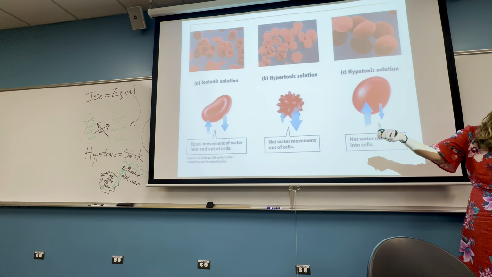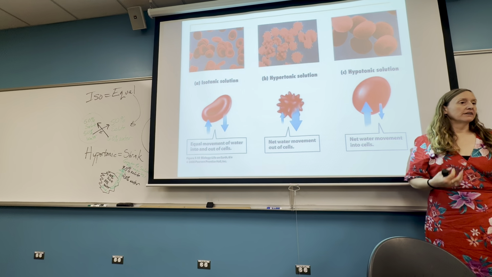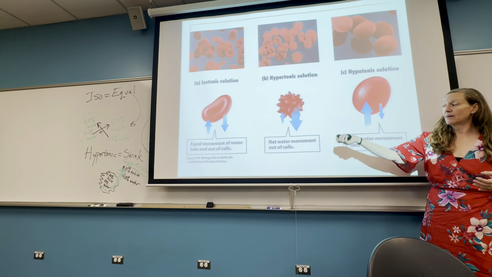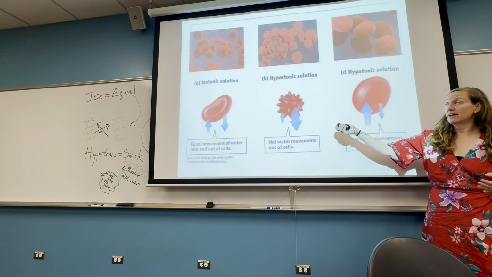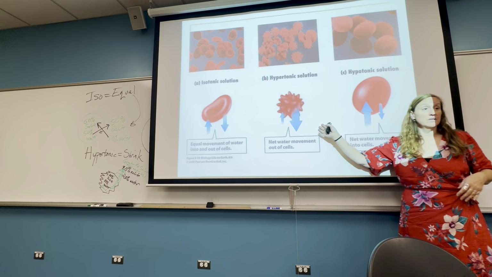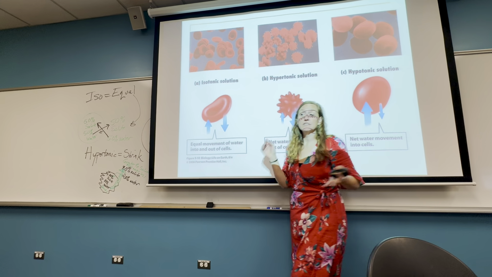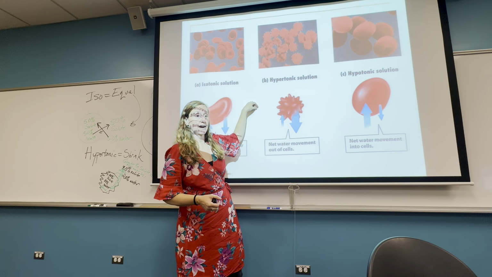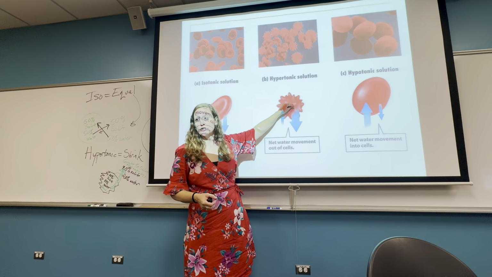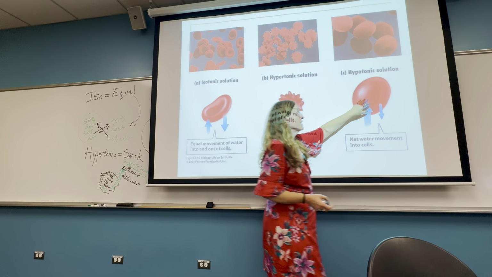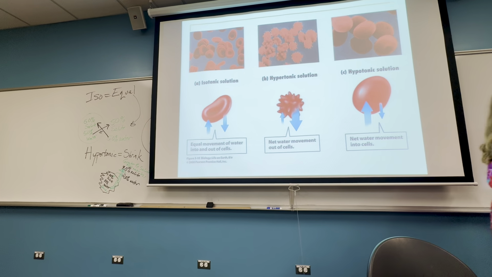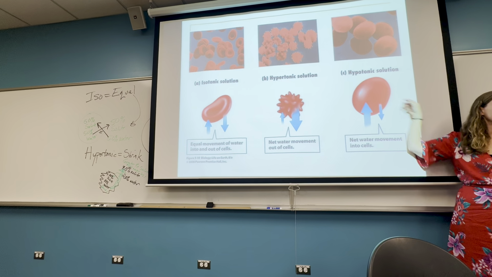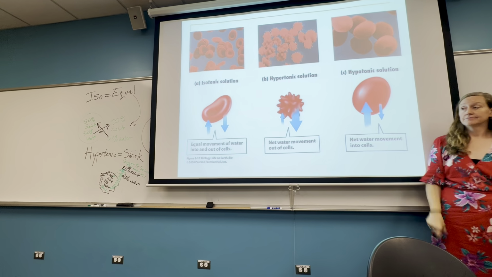So an isotonic solution is a normal display of what your red blood cells will look like. When you put a hypertonic solution outside, you have a higher concentration of solute, like salt, for example, and the water is going to go toward the higher concentration of salt, so the cell is going to shrink. And in this case, we're going to put a very low concentration of salt around the cells, so there's a higher concentration of salt inside the cells, so the water is going to go in.